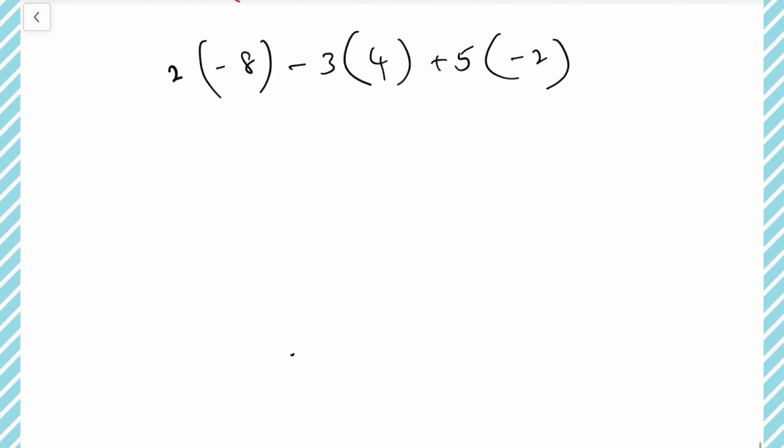2 into minus 8, minus 16, minus 3 fours are 12, plus 5 into minus 2, minus 10. All the numbers are negative, so do addition and keep the negative symbol. 16 plus 12 is 28, 28 plus 10 is 38, and keep the negative symbol, so minus 38.